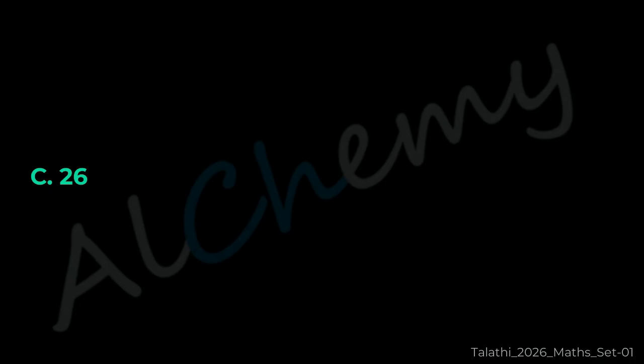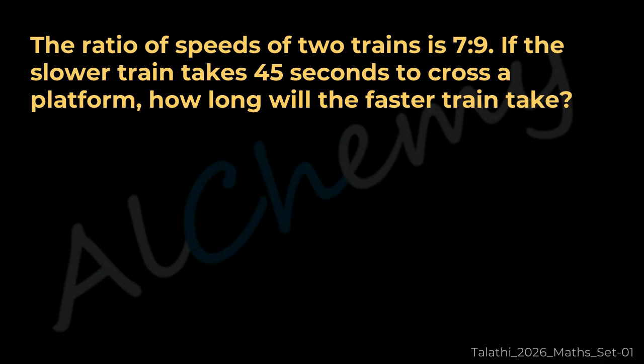The correct answer is C. 26. Question 51. The ratio of speeds of two trains is 7:9. If the slower train takes 45 seconds to cross a platform, how long will the faster train take? A. 30s, B. 35s, C. 40s, D. 45s.